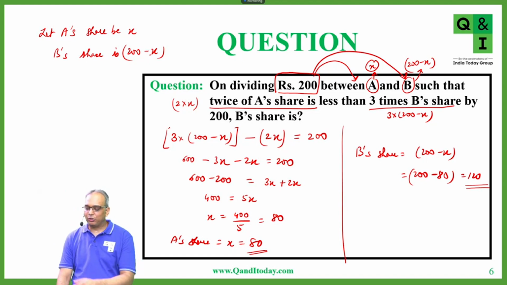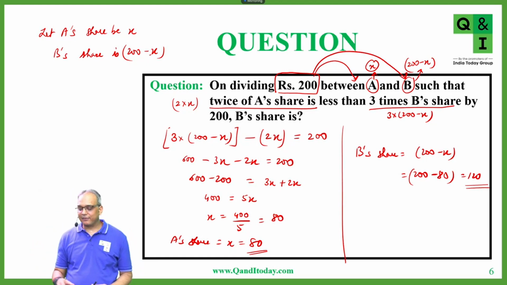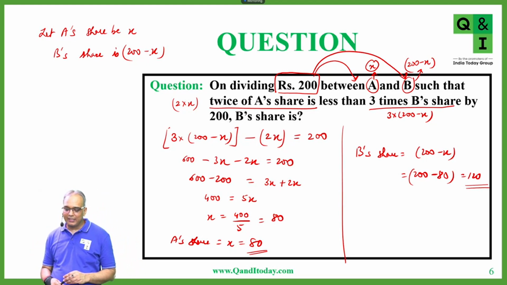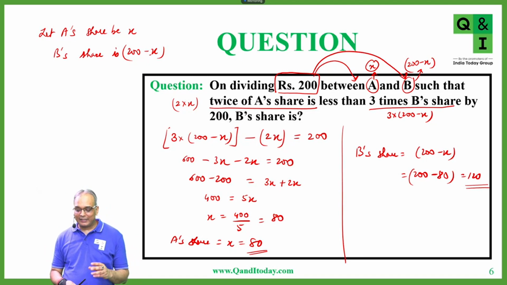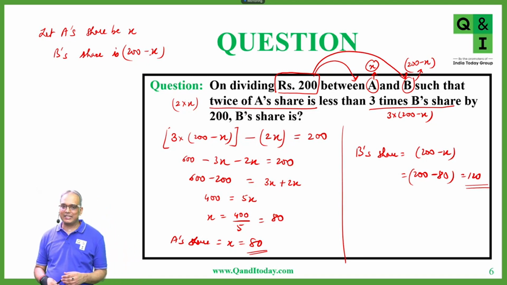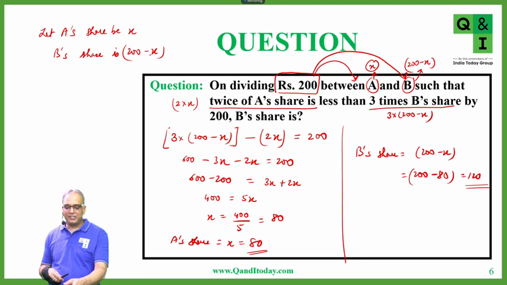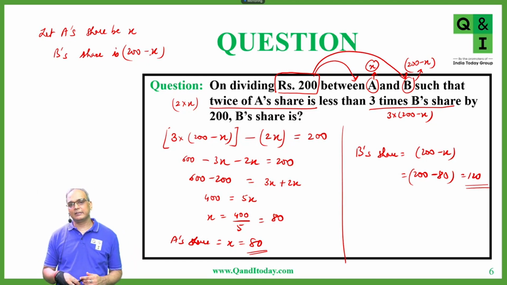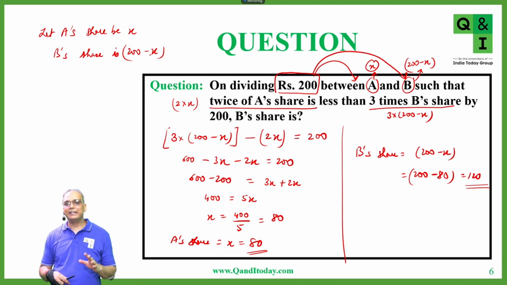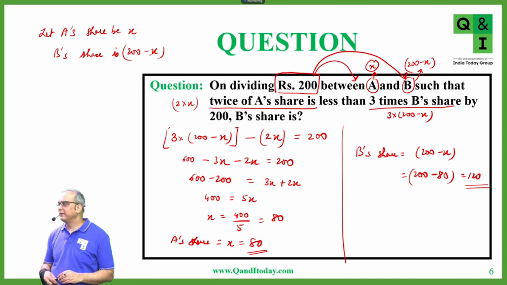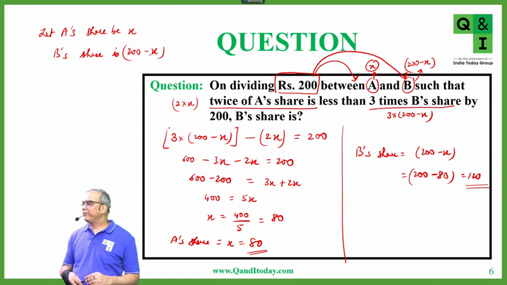You can check it also. 3 times B's share. What is 3 times B's share? 3 into 120, that is 360. And twice of A's share, that is 2 into 80, that is 160. The difference between 360 and 160 is 200, which is what is given in the question. So we have verified this also. The answer satisfies the equation. Is this clear to everyone?